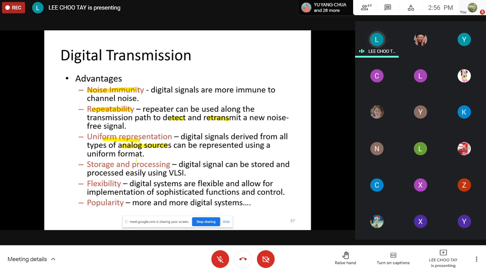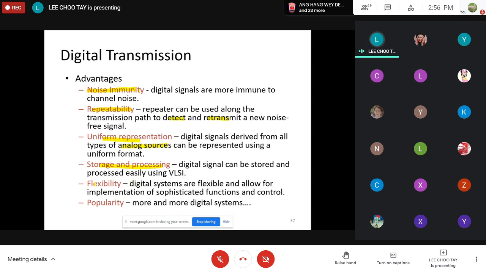And then the next benefit is on storage and processing. Digital signals can be easily stored, in a hard disk. And processing-wise, we always use a digital signal processor. So the same processor can process all kinds of signals, as long as they're digital.